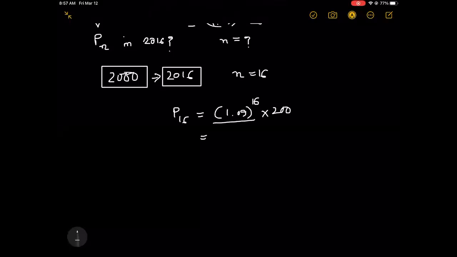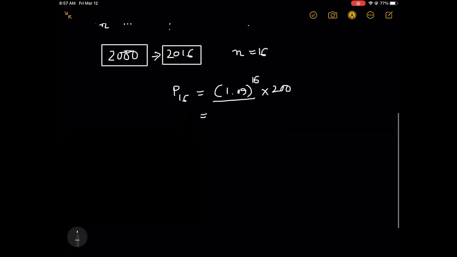There you go. Okay, so 1.09 to the power 16. So it will be 3.97 times 200. So it will be 794.06. I think we can keep up to this.